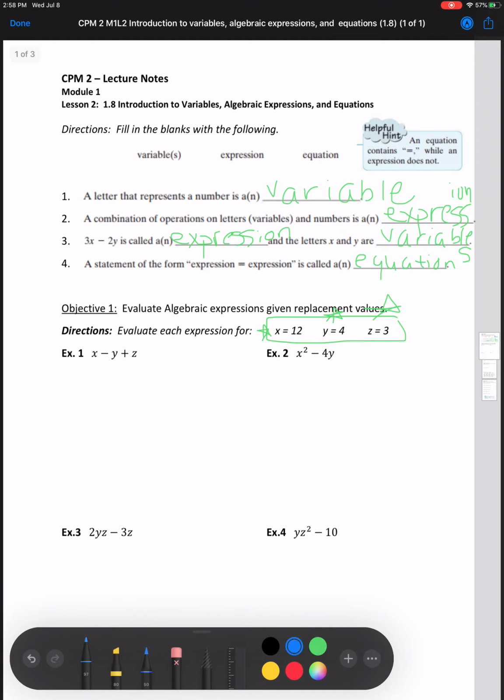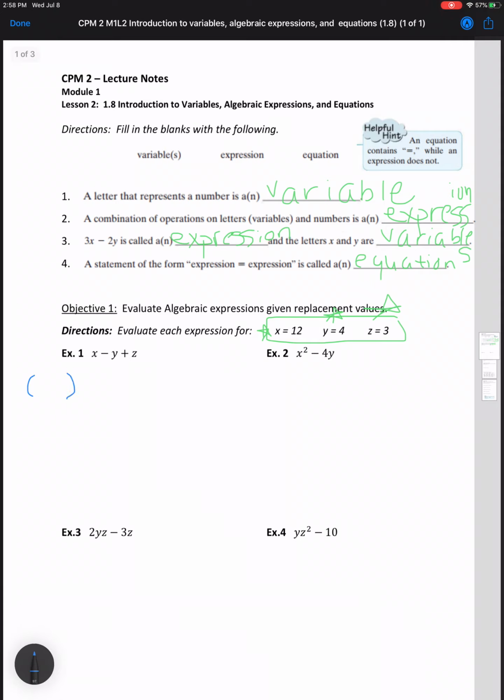As we move through number 1, especially as they get more difficult, what I suggest is to go through the expression, and every time you come to a letter, put parentheses. Notice that's all I did. Those are parentheses, even though they're ugly and sloppy. I apologize. And it's like we're leaving a blank. Now instead of the x, I'm replacing x with 12. That's what my directions tell me to do. Instead of y, I'm replacing y with 4, so I'm putting a 4 here. And instead of z, I'm replacing z with 3.